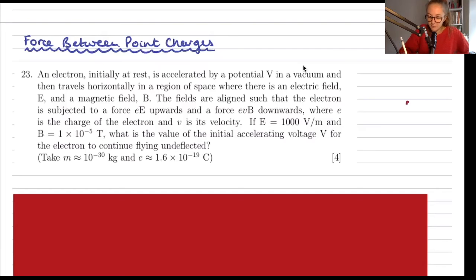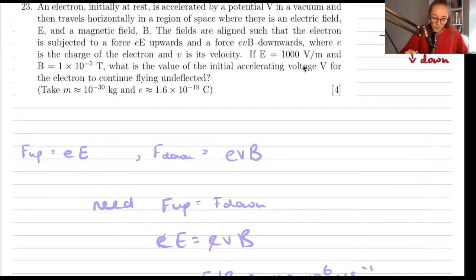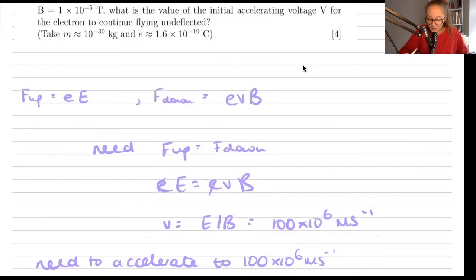So what we're saying is we have this electron that's moving at some speed v, and it has some force pulling us up and another force pulling us down. And in order for it to continue on a straight trajectory, what voltage V do we need to keep it in check? So we know that our force up is the E and our force down is EVB.